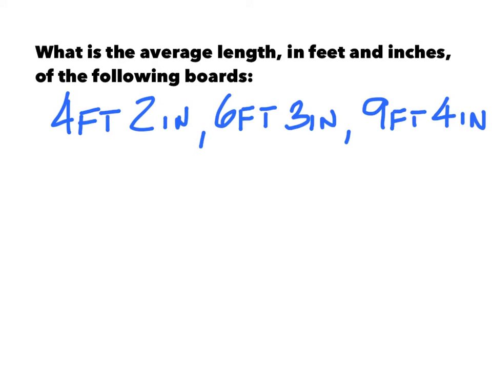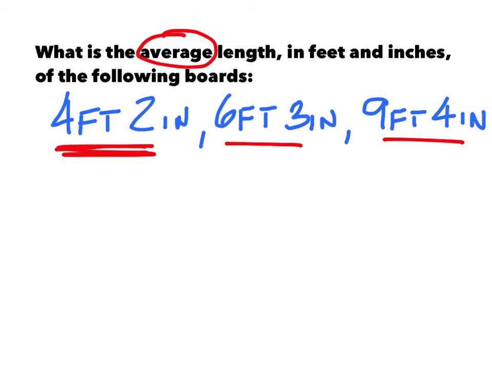So what you would do is convert each of these into inches to start with. Remember, we're finding the average. So if I'm going to convert this one here, 4 times 12 is 48, and plus 2 is 50. What would I get if I converted 6 feet 3 inches? What is that?